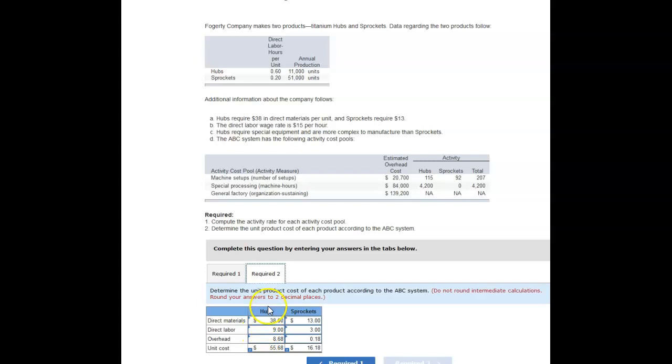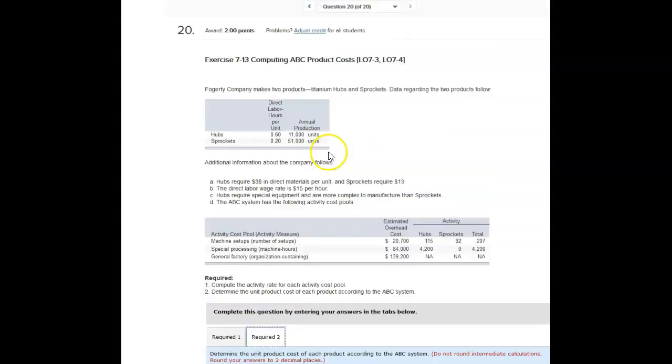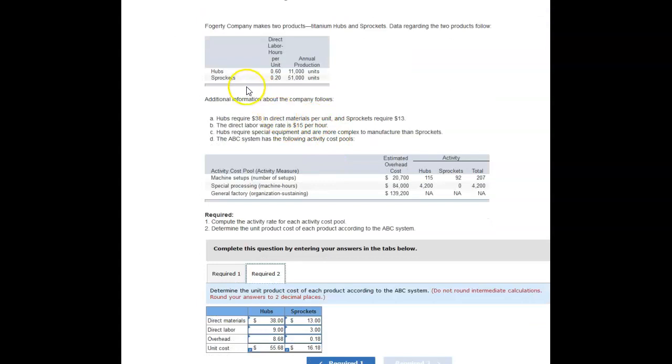Now, direct labor for hubs. As you can see as we get into this, the computations for this course are a lot more detailed, in my opinion, than the computations for the first course that we had. Okay, all right, so let's go. Oh, we're already here. We saw earlier that it takes 0.6 of an hour to produce one hub. So let's take that 0.6 times $15 an hour, and that's where we get $9. So again, we're looking only for hubs, direct labor.